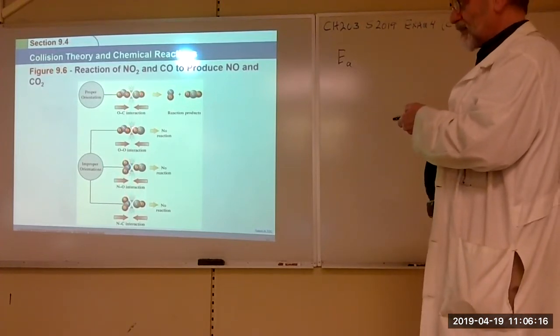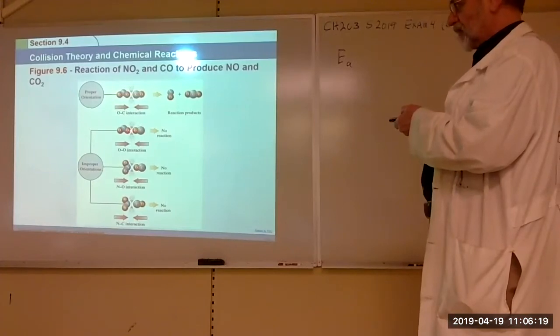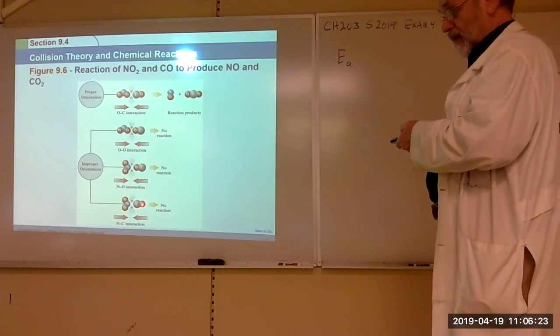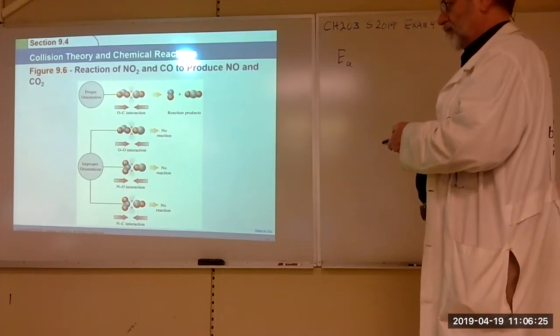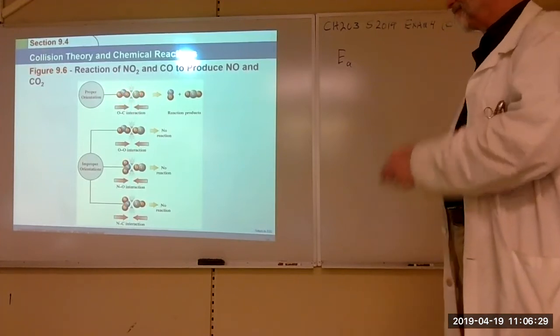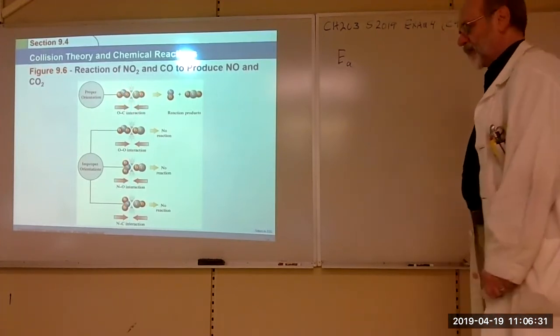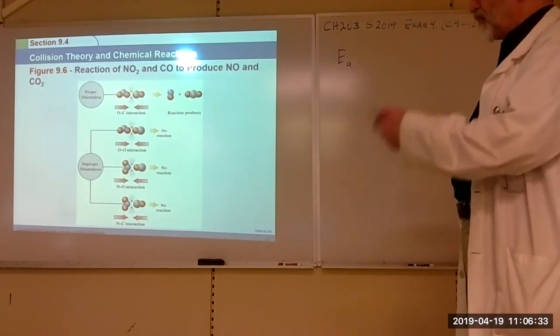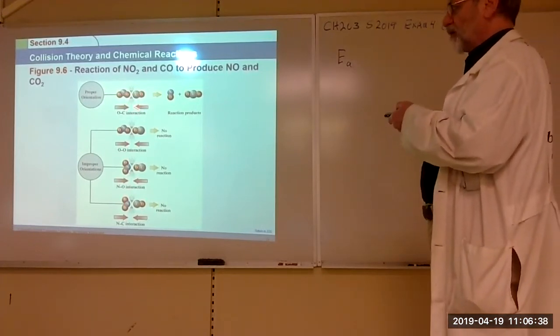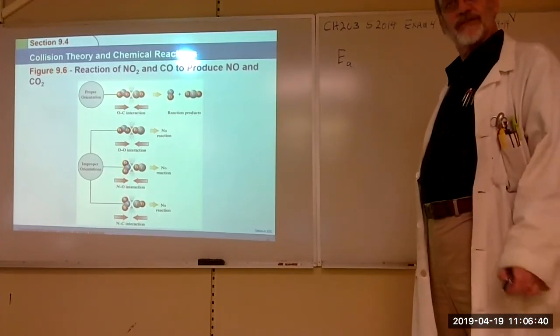If they come together like this, no reaction. If they come together like this, no reaction. Come together like that, no reaction. This is the proper orientation for that collision. So from a probability standpoint, you have 1 chance in 4 of having the proper orientation.